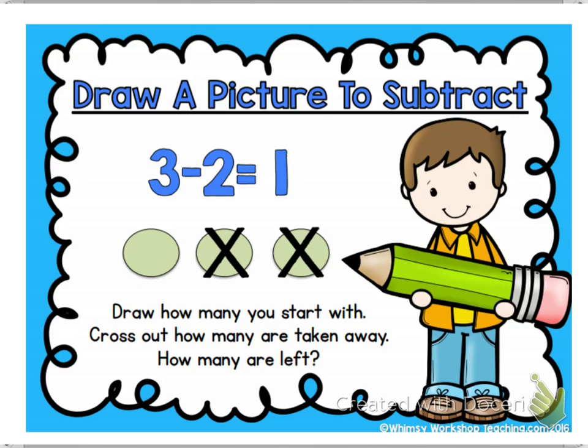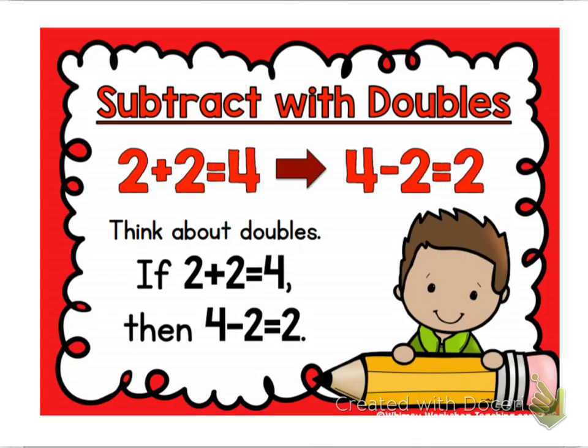Then, another strategy is whenever you draw a picture to subtract. You can draw how many you start with, then you cross out how many is taken away, and then you have to see how much is left. So for this example, it's 3 minus 2 equals 1. You had 3 that you started off with, so you drew 3, minus 2, so you cross out 2, and then you're left with that 1.